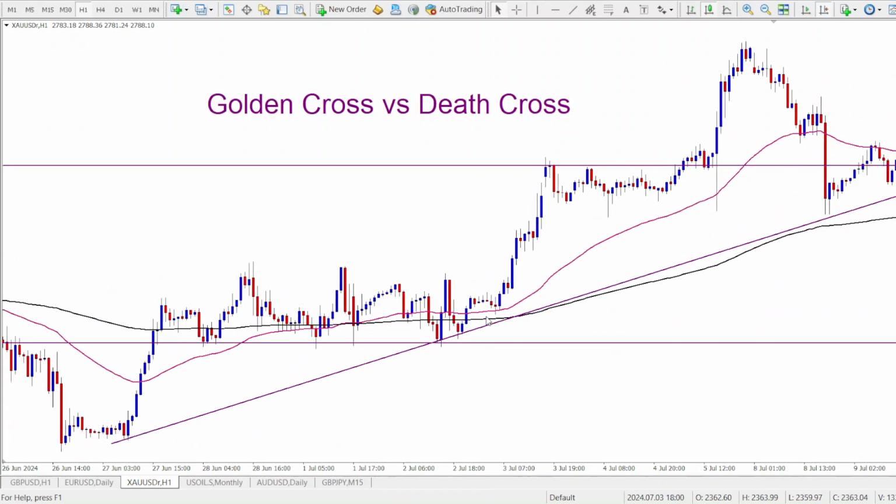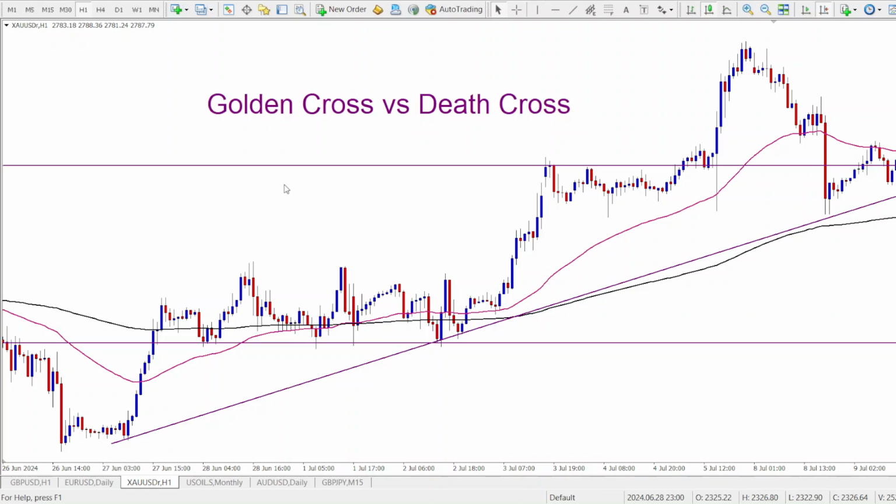Imagine the golden cross happening when the trend line is telling you that this is a buy trend. That's an additional confirmation, right? So that's very important. And then you can also decide to use other indicators as well for extra confirmation.